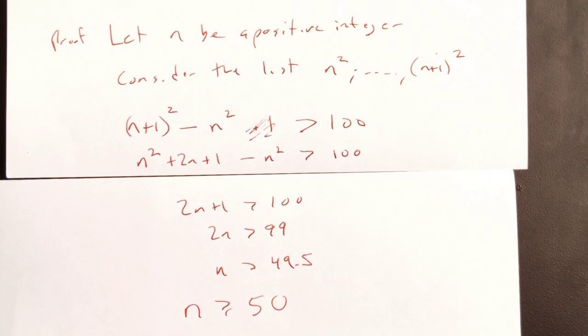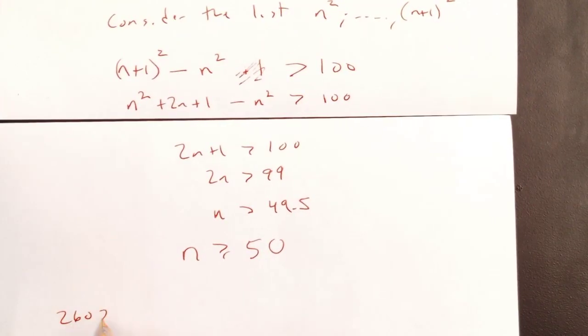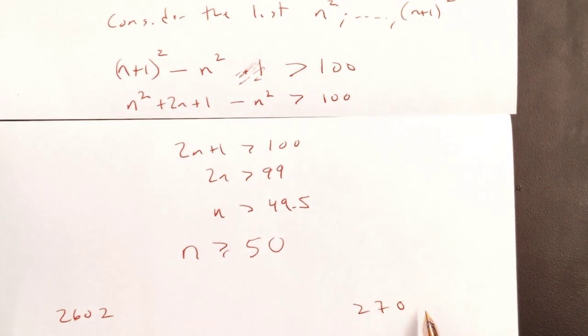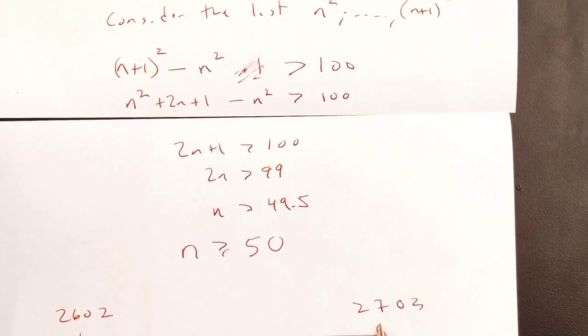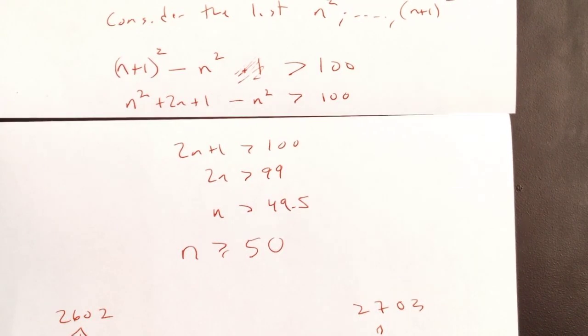You own a calculator. Most of you have it in front of you. What's 51 squared? 2,601. So I'm going to start with the number 2,602. What's 52 squared? 2,704. 2007. Isn't that more than 100 numbers?